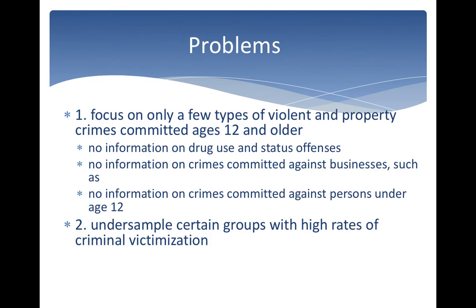So it focuses on only a few types of violent or property crimes. No information on drug use, status offenses, crimes against businesses, and crimes against anyone under the age of 12. So it does also have a problem with undersampling some groups that have high rates of victimization.